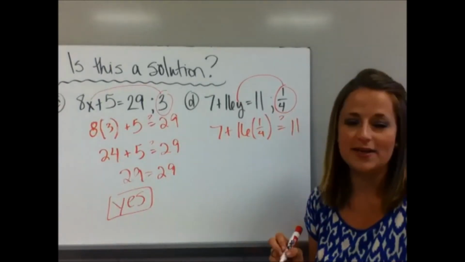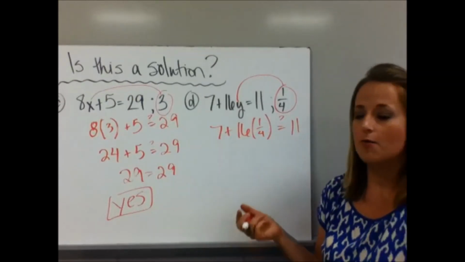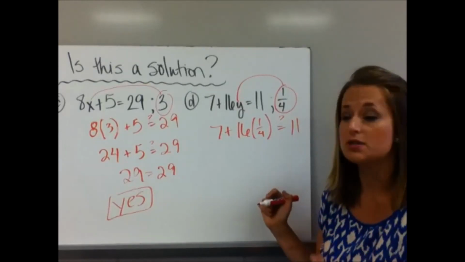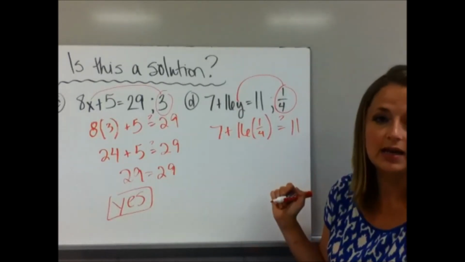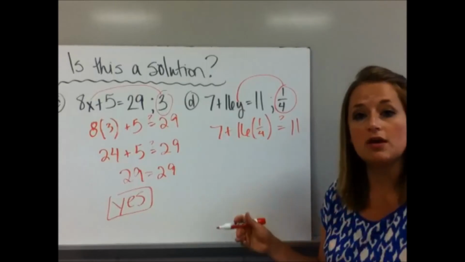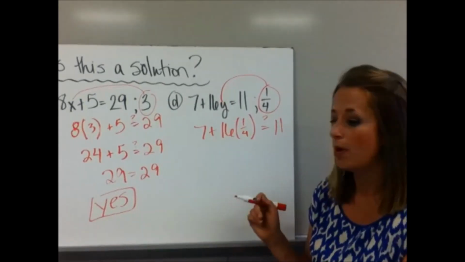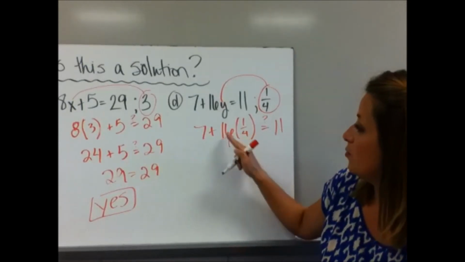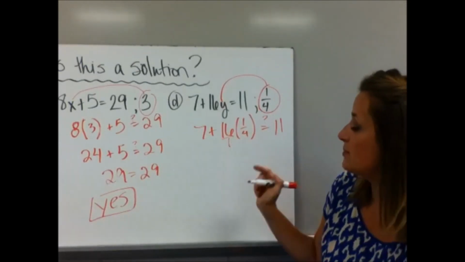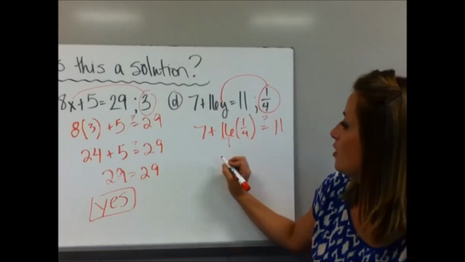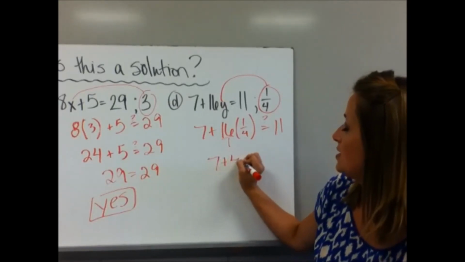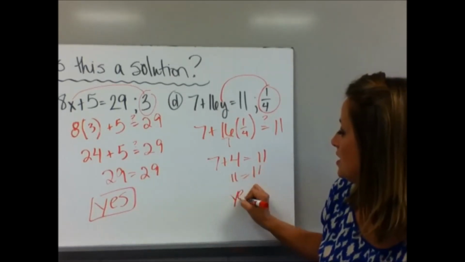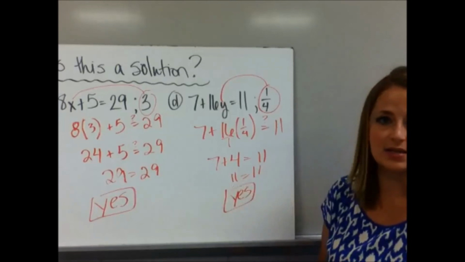Now don't stress yourself out saying, oh, I forgot what to do with fractions. Well, 16 times 1/4, remember the word of means multiply. What is 1/4 of 16? If you divide 16 by 4, you get 4, if you split 16 into 4 equal parts. Or if you actually did multiply fractions, 16 over 1, 16 times 1 is 16, 1 times 4 is 4, 16 divided by 4 is 4. So 7 plus 4 equals 11. 11 does equal 11, so yes, this is a solution.